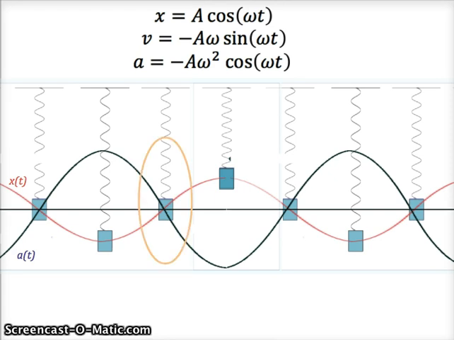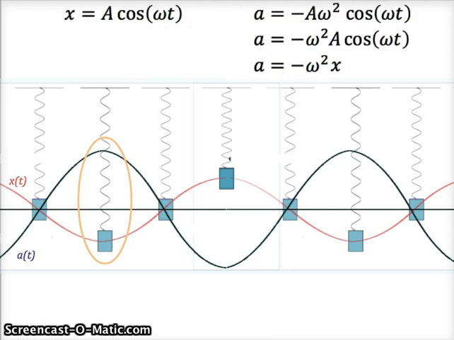Again, we can see that by looking at a couple of examples. Here's a spot where they're both 0. If there's 0 displacement, then there's 0 force, so there should be 0 acceleration. But if over here, where there is a negative displacement, then I should have a positive force and a positive acceleration, which I do.